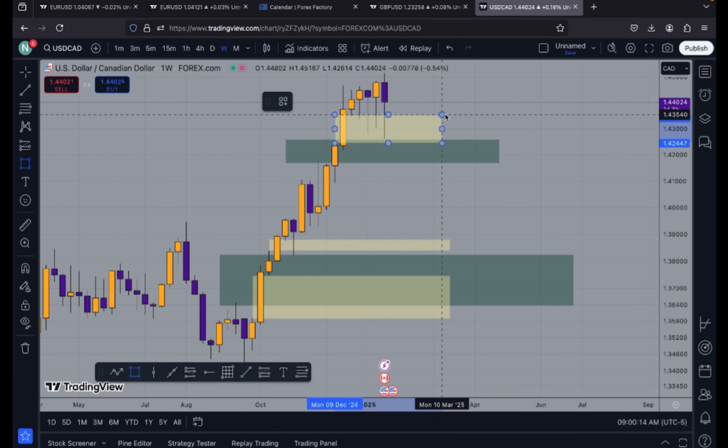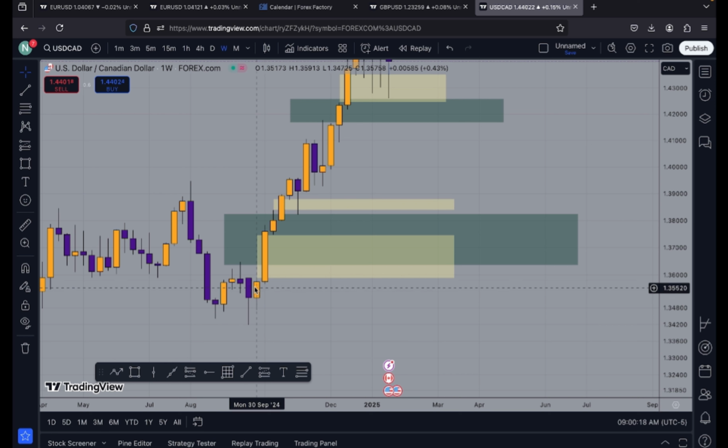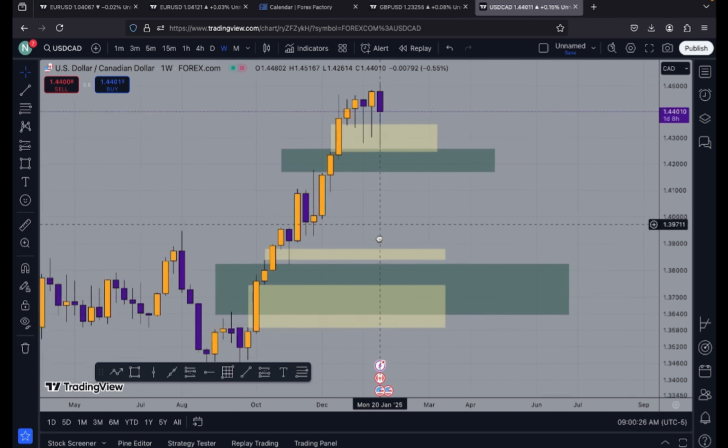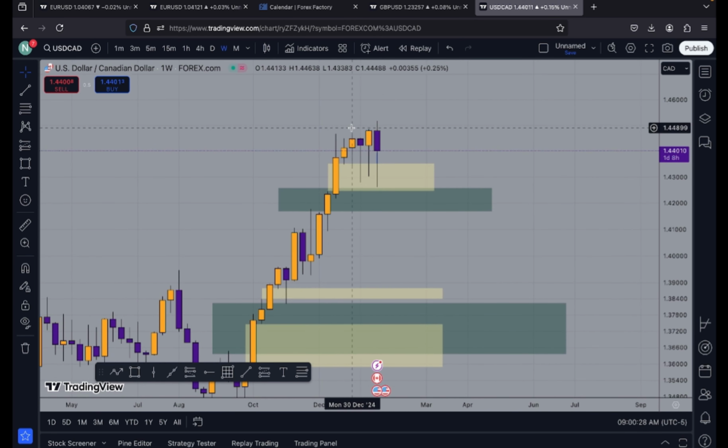There's a fair value gap here. So you see what's happening here is that when price formed this fair value gap, price was going up. Immediately price tinged into this one. What happened? We saw another upward movement going quickly. Now price has tinged back into this. What are we expecting? Another upward movement.